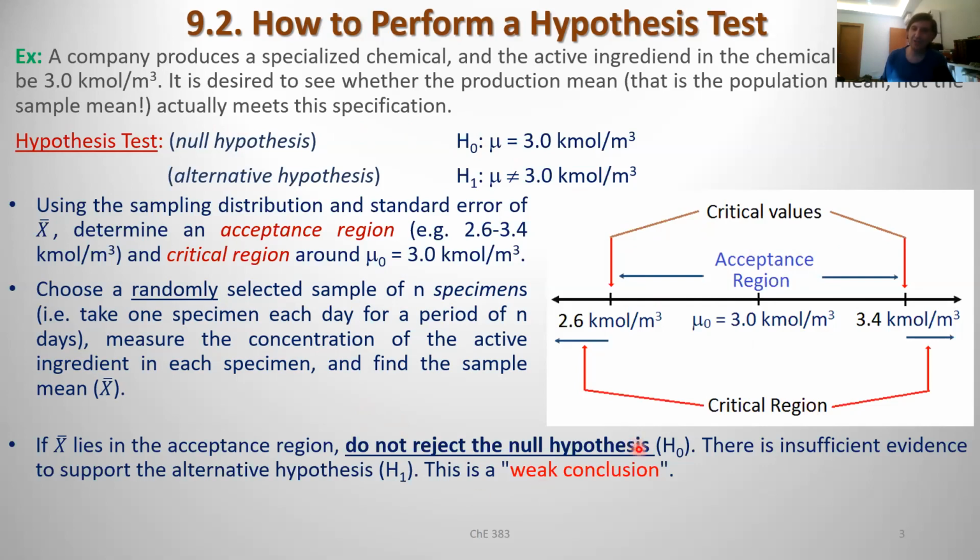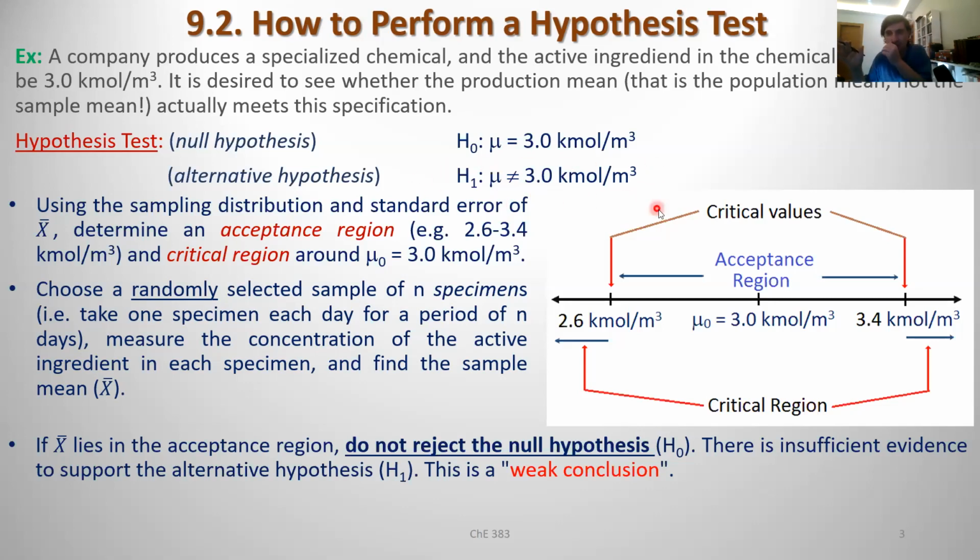Now here is an interesting point which I'm going to consider next. Why do we use H0 or H1 here? We do not say we accept H0. We do not say we accept the null hypothesis. We do not say we prove the null hypothesis. We say we do not reject, or we cannot reject. The typical way of saying it in statistical terms: there is insufficient evidence to suggest that mu is not equal to 3.0 kilomoles per meter cube.